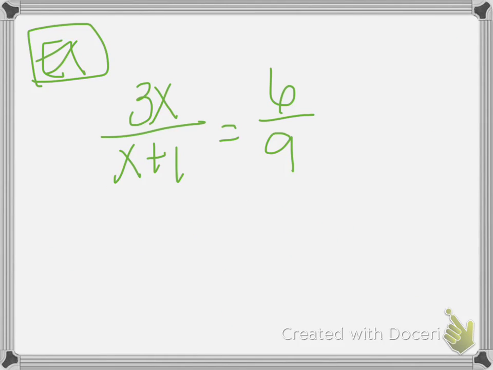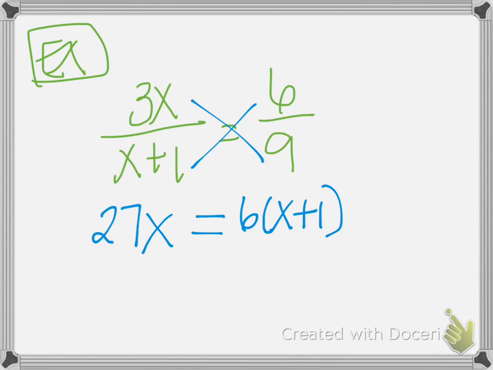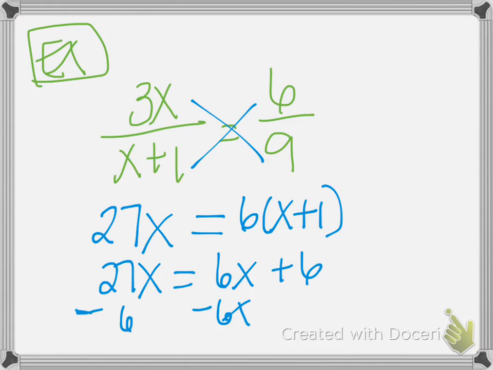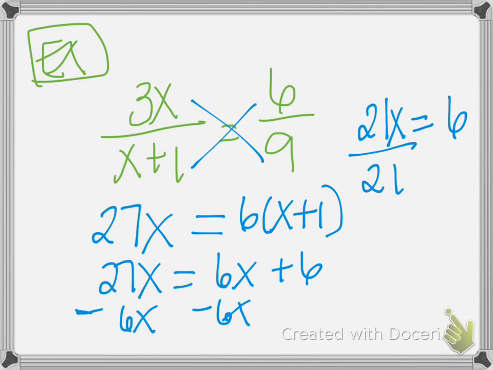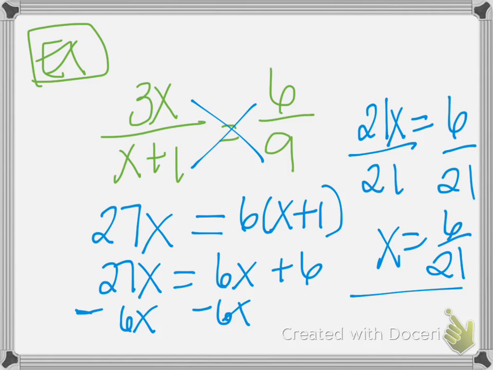One more example, same idea. Multiply across one diagonal and we'll get 27x, put an equal sign, multiply across the other diagonal and we're going to have to do 6 times x plus 1. Remember to use your distributive property, so we get 6x plus 6, and we'll solve. Let's start by grouping those x's together. So we're going to get 27x minus 6x, which is 21x, equals 6. And I'm going to have to divide by 21. Now in this case I don't have a calculator handy, so I'm just going to leave it as 6 over 21. But you can see that the answers will sometimes be decimals.